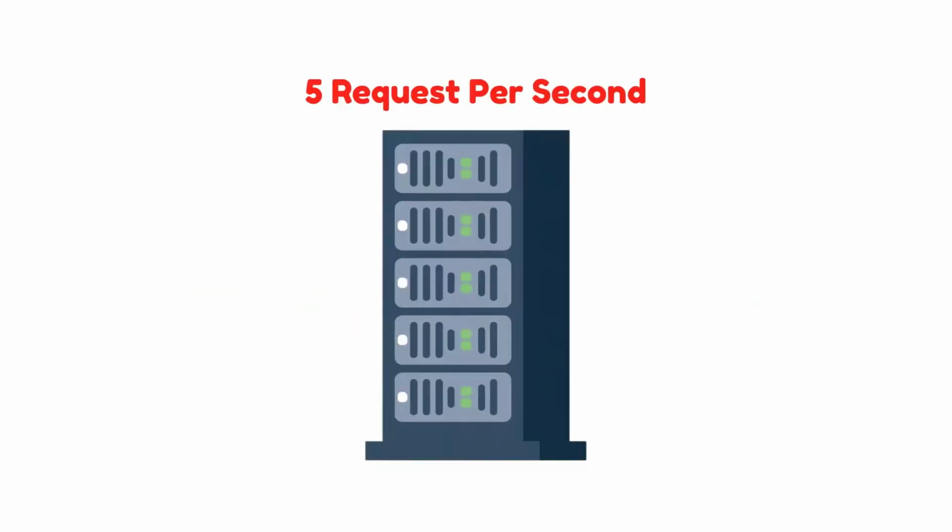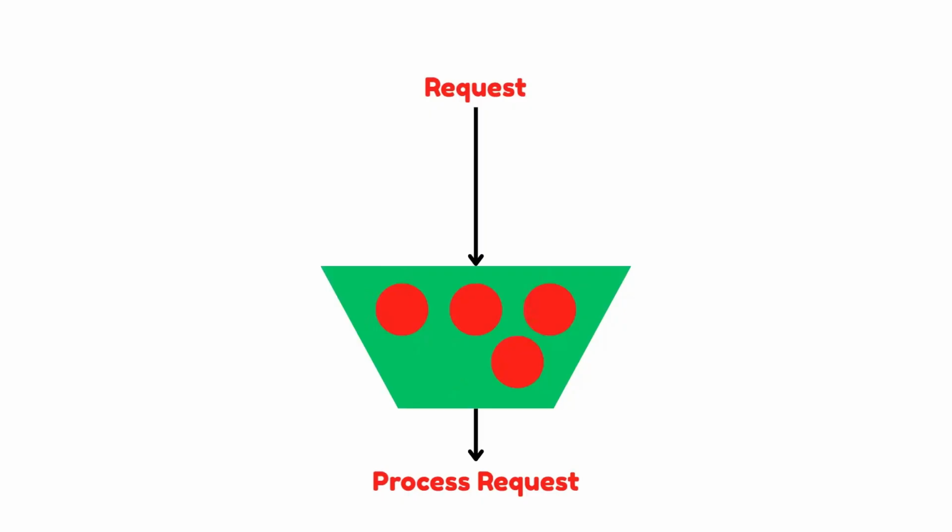To make things easy, I'm considering that my server is capable of handling 5 requests per second. Now, suppose we have a bucket and there is a system which is releasing 5 tokens per second. And in this bucket, we can only have 5 or fewer tokens. Now, suppose a request reaches the server and we can see in our bucket we have 5 tokens available.